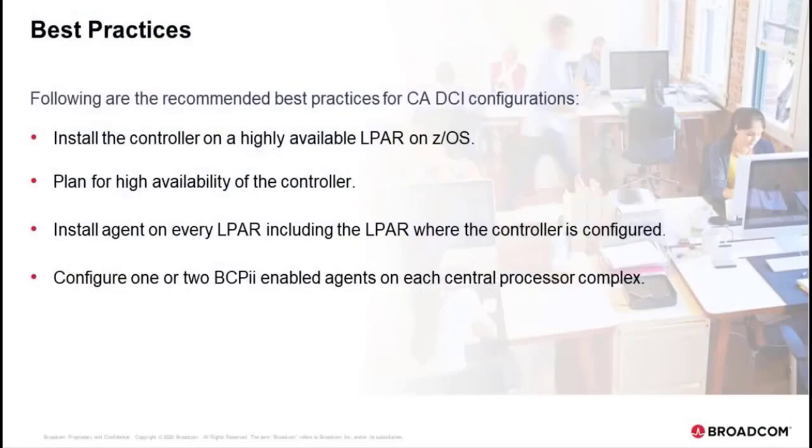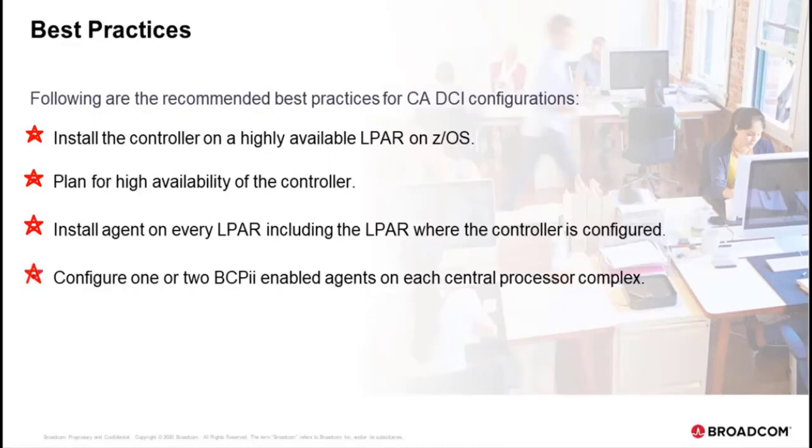Standard setup recommendations. Install the controller on a highly available LPAR on z/OS. Run the controller in SYSSTC class and a service class that runs under a high WLM importance level, that is WLM importance 1 and 2. Plan for high availability of the controller to guarantee the continuous service of CA Dynamic Capacity Intelligence and to avoid controller failover. Install one agent on every LPAR that you want to collect MSU data from and manage capacity, including where the DCI controller resides.